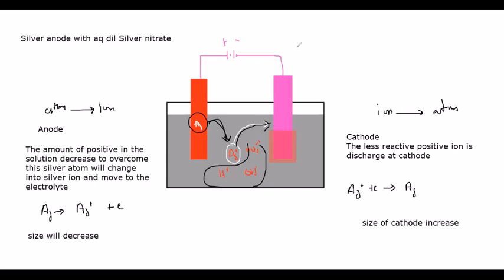What is the application of this electrolysis? This kind of electrolysis can be used for electroplating. For example, if I want a silver plating on any object, I can use this technique to plate a material with the desired substance. If you want silver plating, we should use silver. If you want copper plating, we will use copper. Is it clear?